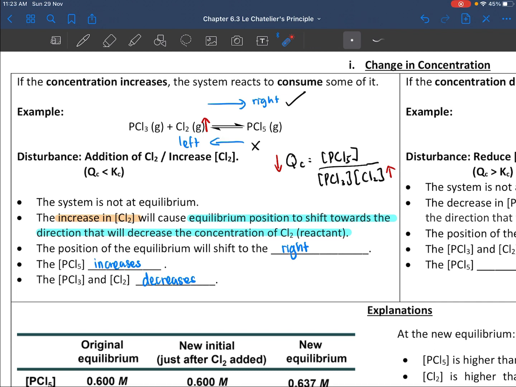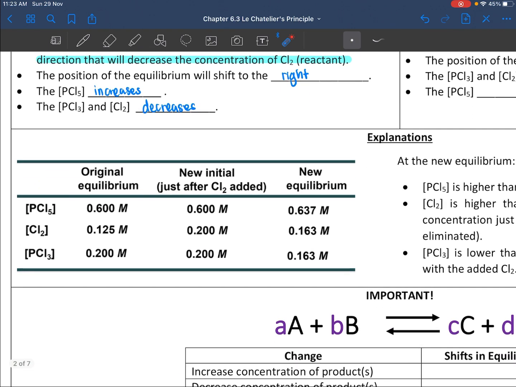Alright, and then another thing, sebelum saya pergi kepada example yang seterusnya adalah, saya risau kalau saya explain kat kamu, kamu faham equilibrium tu concentration yang sama. So, kita tengok sini. Ini adalah reaction tadi lah, PCl5 product, Cl2 dengan PCl3 reactant. Let's say the original equilibrium dia adalah 0.6 molar, 0.125 molar, 0.2 molar. Ini kiranya concentration compound ni pada equilibrium lah.